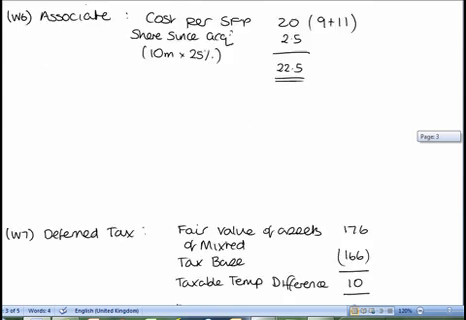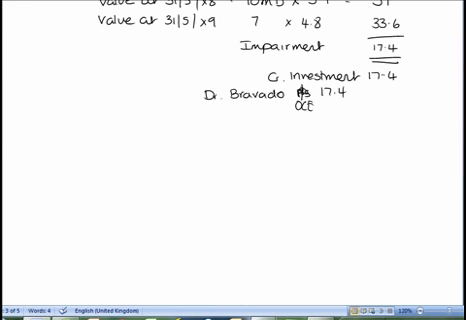Next we come to inventories. Inventories should be valued at the lower of cost and NRV. And what we can do is we can sell the goods at the first stage of the production process or as a finished product.